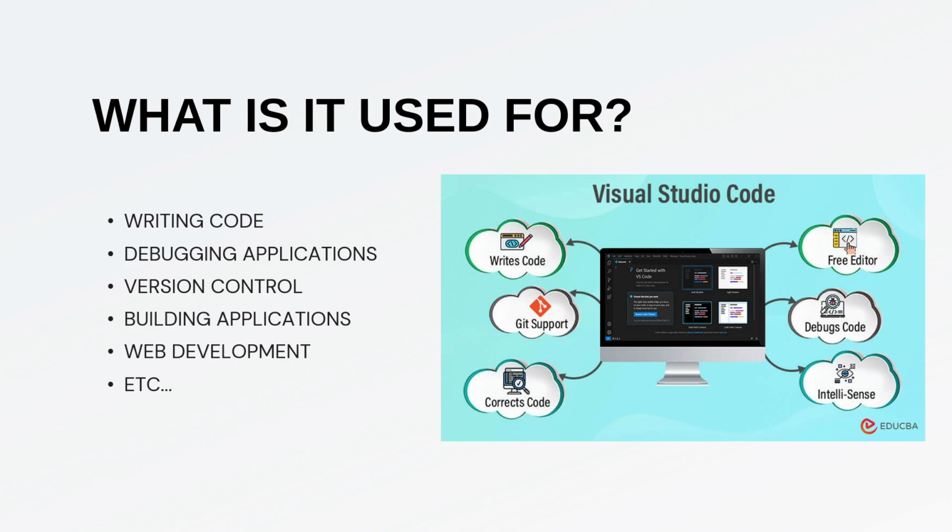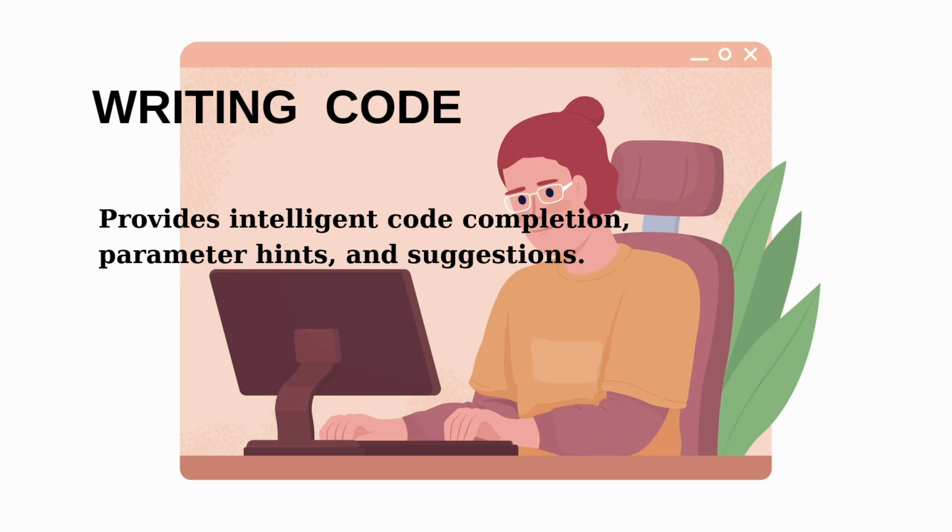What is it used for? We will see. First, writing code. There are many features that will make things easier for us. It supports languages like JavaScript, Python, Java, C++, Go, Ruby, PHP, and more. It enhances readability by color coding elements like keywords, variables, and comments, also providing intelligent code completion, parameter hints and suggestions, and more features.